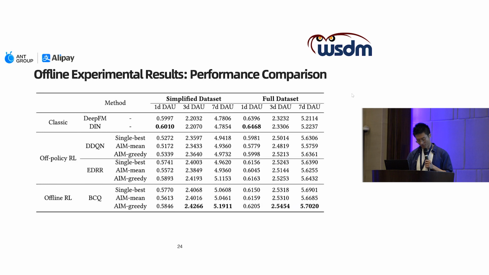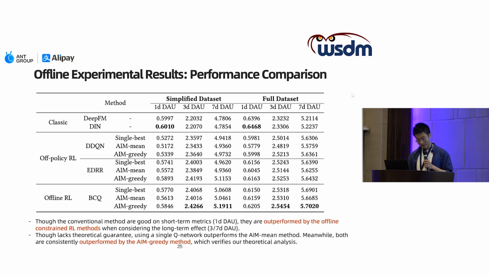From this table, we have the following observations. First, though the conventional methods yield nice results in optimizing the short-term metric, the one-day DAU, they are outperformed by the offline constrained RL methods when considering the long-term effect, the 3-day and 7-day DAU. Secondly, using a single best Q network outperforms the AIM mean method. Meanwhile, both are consistently outperformed by the AIM greedy method, which verifies our theoretical analysis.